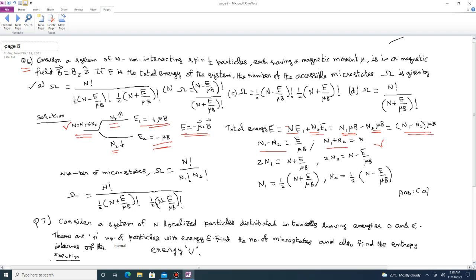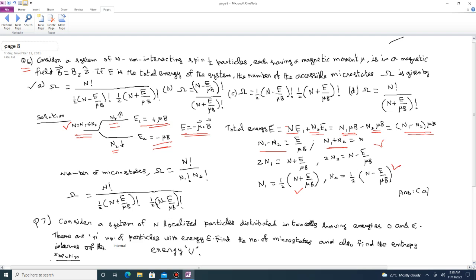N1 plus N2 is capital N, and using these two expressions, if you add you will get N1, and if you subtract you will get N2. So the value of N1 is found to be half into N plus E by mu B, and N2 is equal to half times N minus E by mu B. So there are two values.